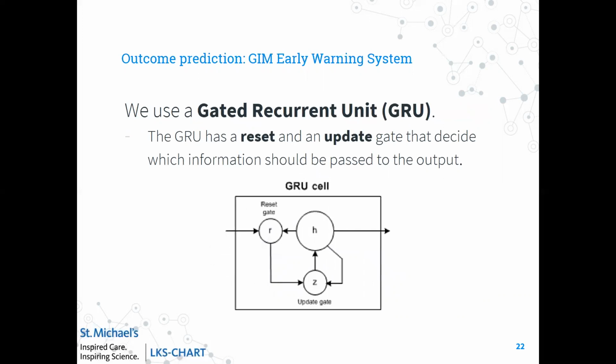The GRU is a type of RNN which also has a reset gate right here and an update gate. What these do is they decide which information should be passed to the output. So basically, the GRU can remember information from a long time ago, or you can simply choose to reset that information.